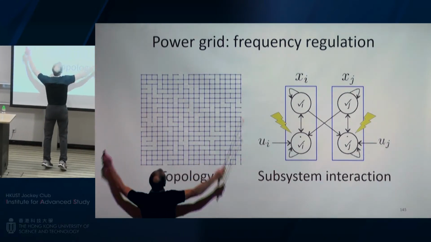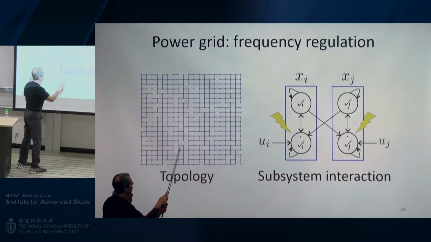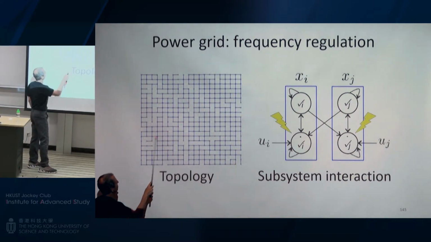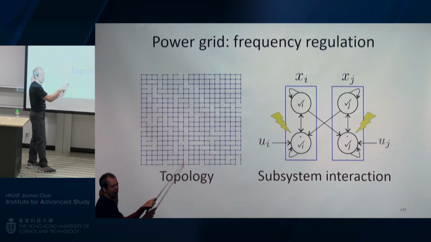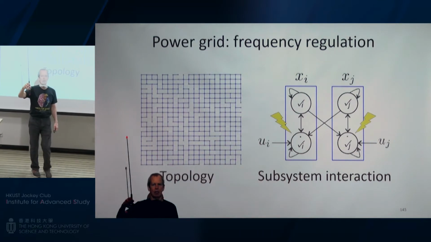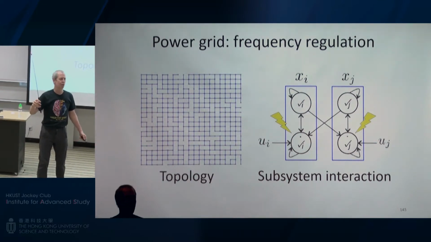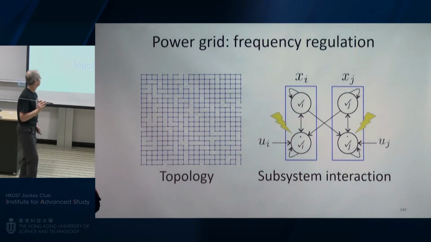We can make this as big as we want. And it's basically not a perfect mesh. It's nearly a mesh, but we take some stuff out just so there's some non-uniformity in the system. And then in each node, you just put an oscillator. So this is really, honestly, a coupled oscillator system. It's kind of a toy model for what the power grid does.